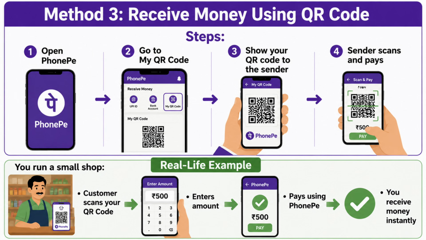Now we will see how to receive money using QR code. You have to open the PhonePe app, go to My QR code, show your QR code to the sender, who scans and pays.